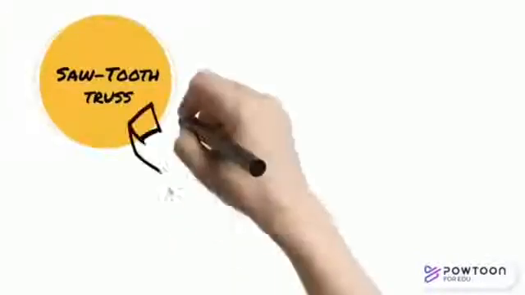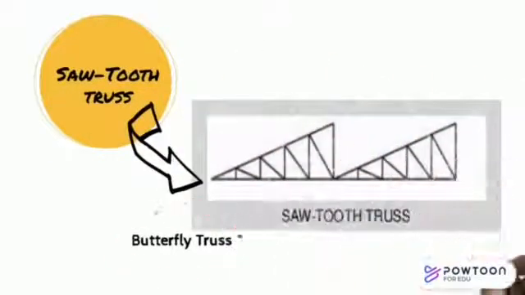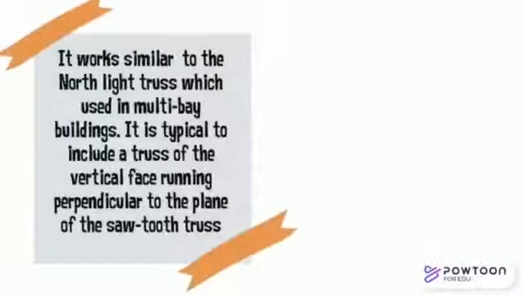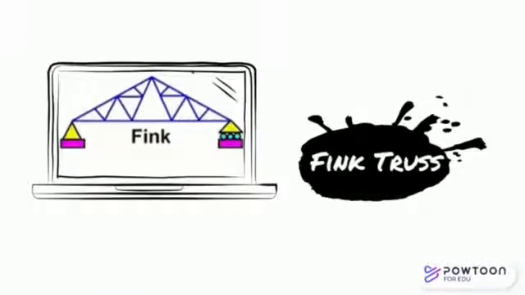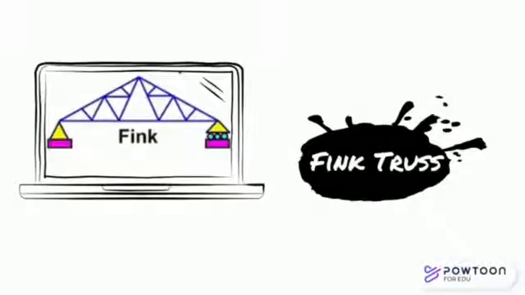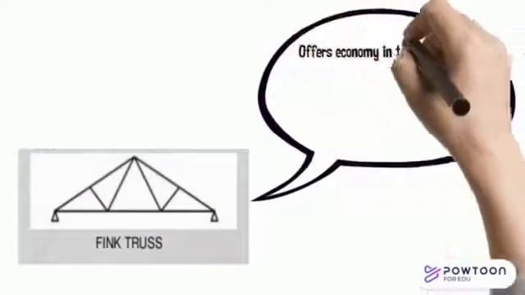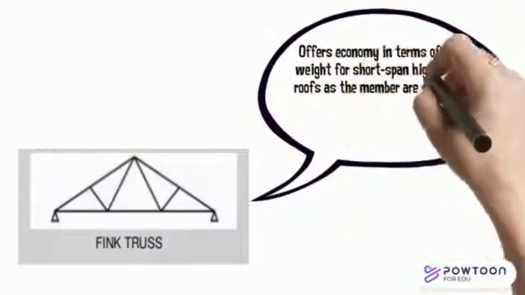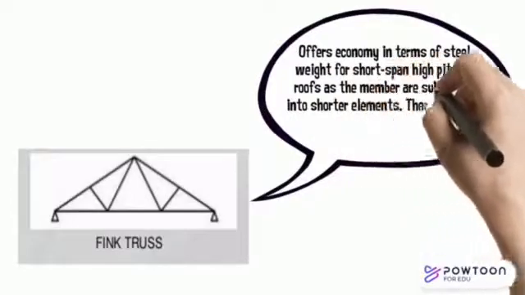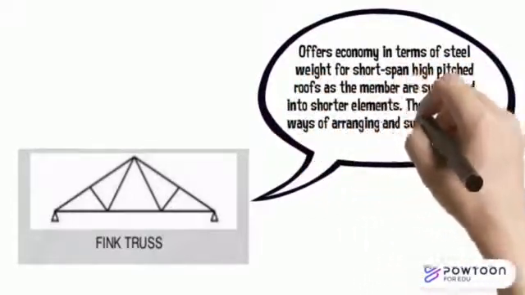Next is the sawtooth truss, or it can be called the butterfly truss. It works similar to the north-light truss, which is used in multi-bay buildings. It is typical to include a truss on the vertical face running perpendicular to the plane of the sawtooth truss. And the fink truss offers economy in terms of steel weight for short span, high pitch roofs, as the members are subdivided into shorter elements. There are many ways of arranging and subdividing the curved and internal members.